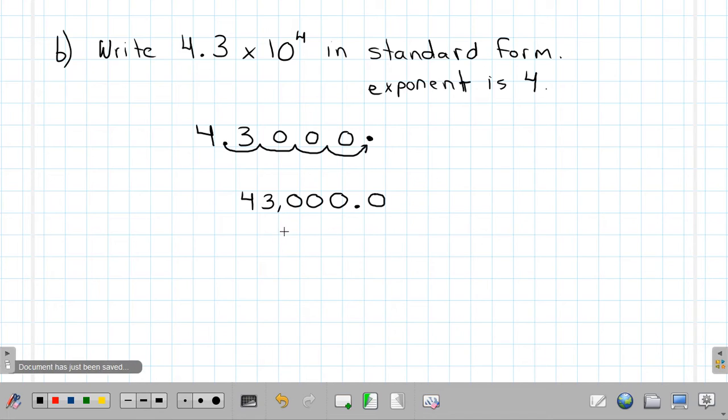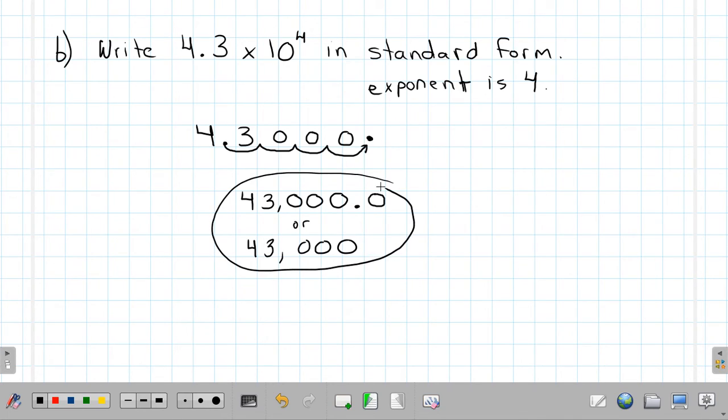And it's good practice to put the comma in there because 43,000 is the number. But once again, you can write it with the decimal, or more than likely you'll see it just written as 43,000, okay? And it's understood that the decimal point goes right after the ones place. So like I said, either one of these would work, okay? But that's really it in terms of writing numbers in standard form.